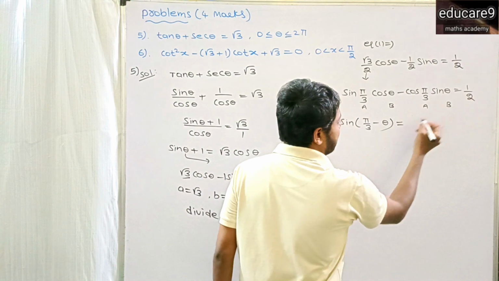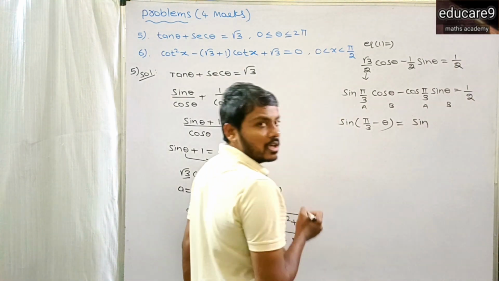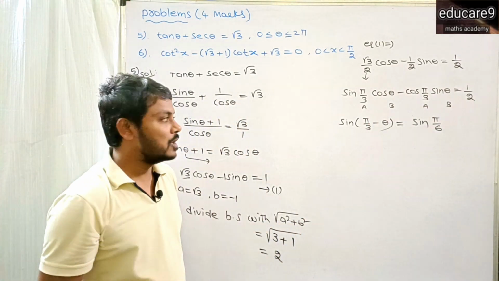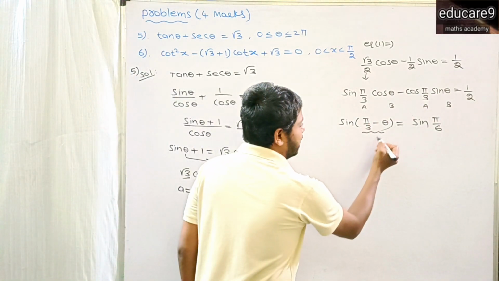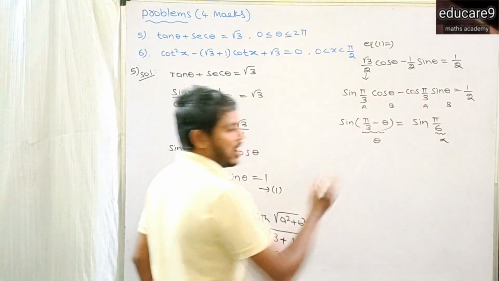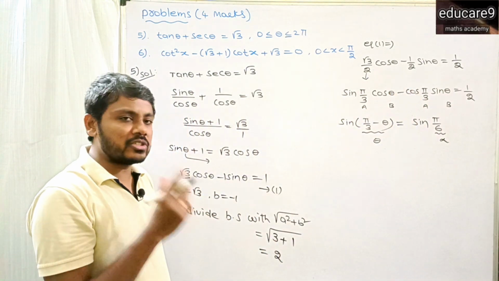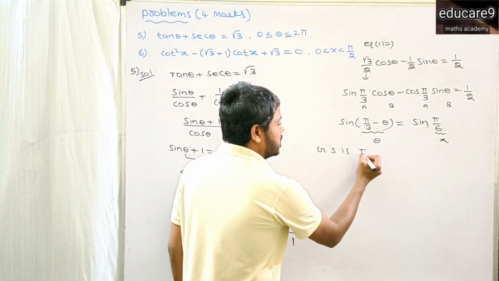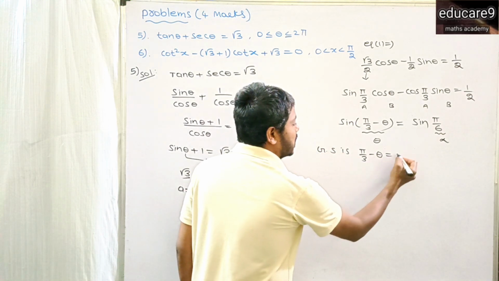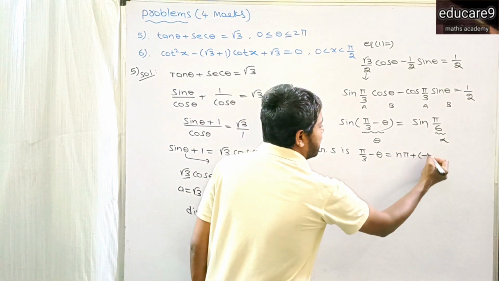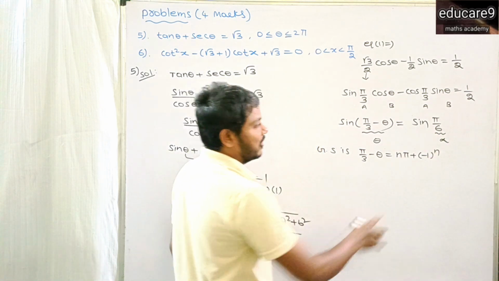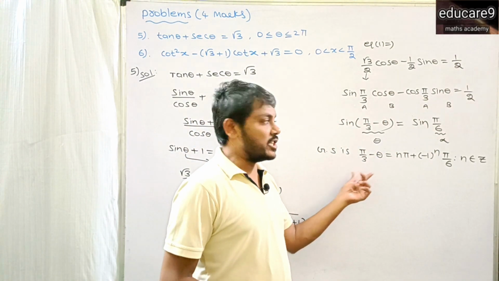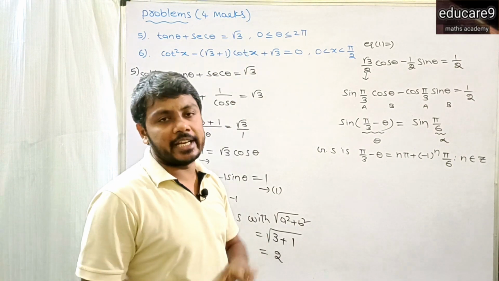Again, on the right hand side, the value 1 by 2 is sin 30. You know that sin 30 can be written as sin pi by 6. Now this is of the form sin theta equals sin alpha. For sin theta equals sin alpha, the general solution is theta, which here means pi by 3 minus theta, equals n pi plus minus 1 whole power n into alpha. What is alpha here? Pi by 6. This is the general solution for the given trigonometric equation.